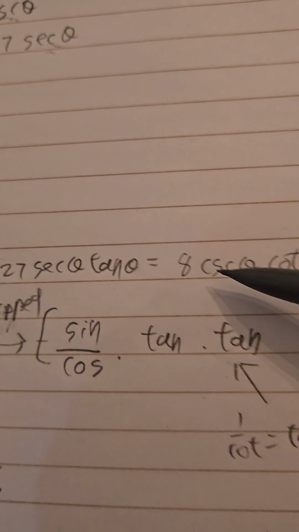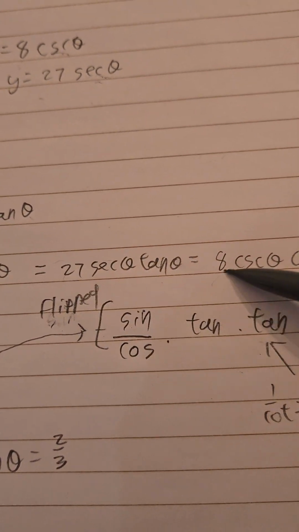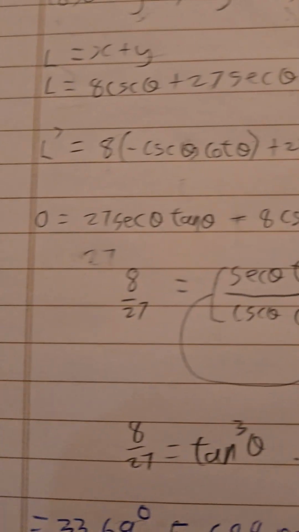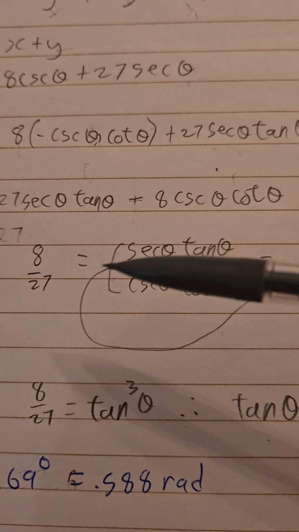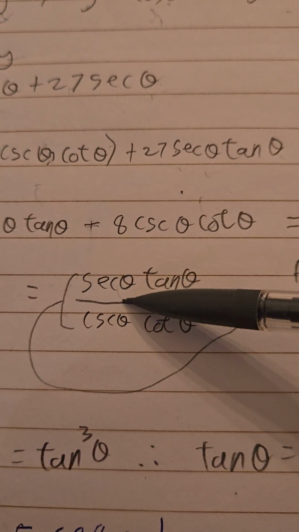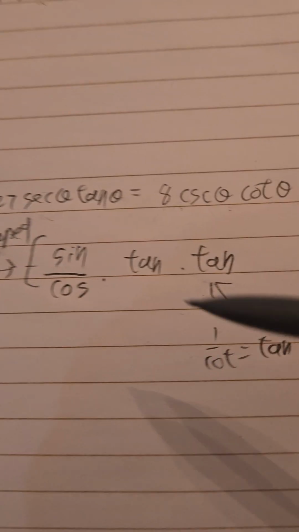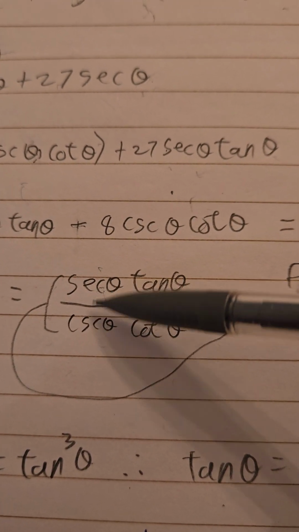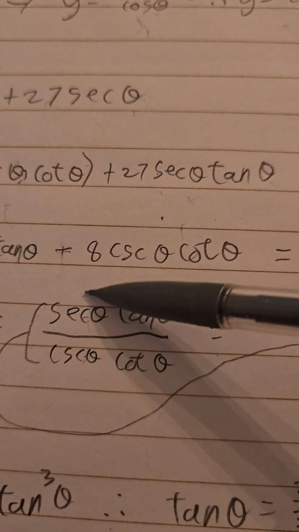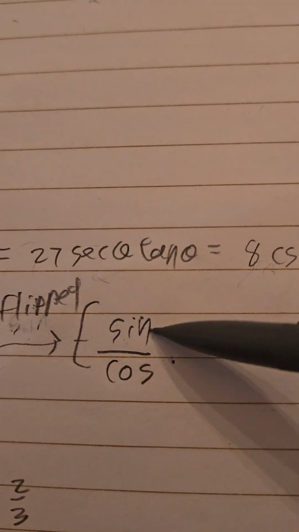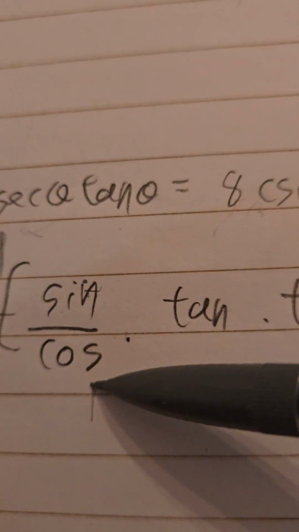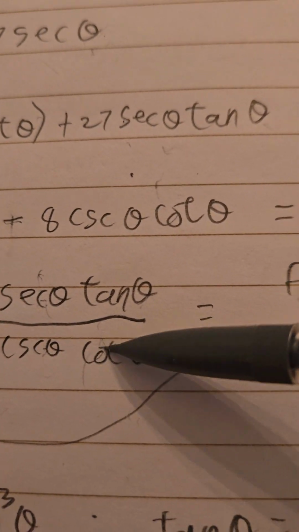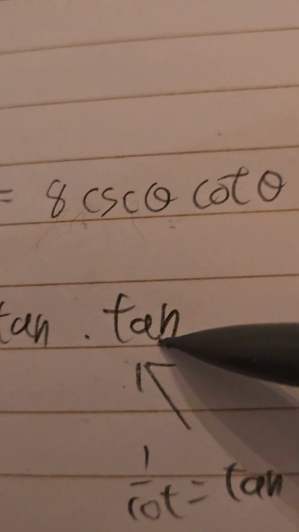And what I do now is I just manipulate the equation. I divide each side by 27, and I divide this side by cosec cot. So from that equation, we get to this one. 8 over 27 is sec tan over cosec cot. And that simplifies to this equation. The sec brought to the bottom is cos, and cosec brought to the top is sin, because sin is 1 over cosec and cos is 1 over sec. The tan I keep exactly there, I don't change that at all, and 1 over cot is tan.